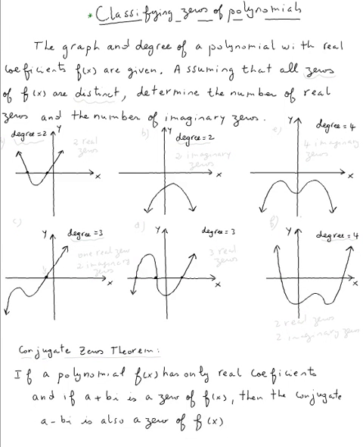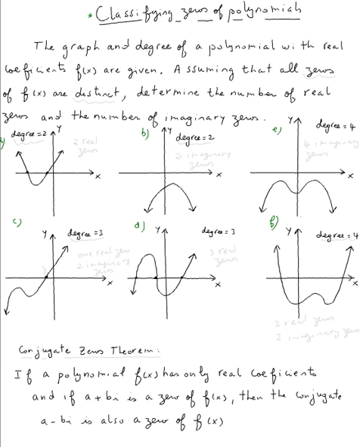The topic is classifying zeros of polynomials. So let's do these examples. The graph and degree of a polynomial with real coefficients f of x are given. So we know the degrees of all these graphs, 6 graphs. Let's call this graph A, B, C, graph D, and then this is graph E and graph F.